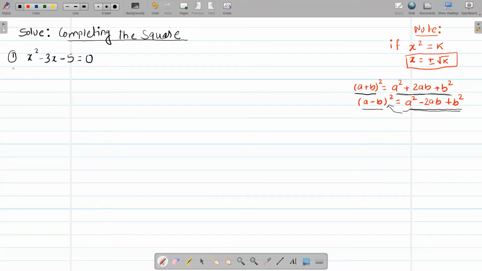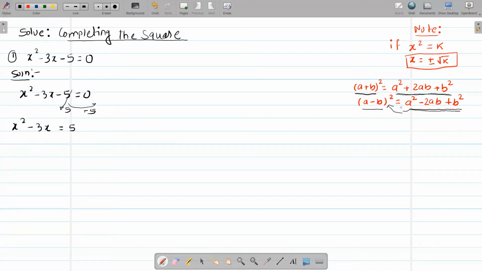Now let's see, we have here x square minus 3x minus 5 is equal to 0, right? So what I'm gonna do, I'm gonna keep the x terms on the right side and take out all the constant to the left side. So if we add plus 5 both sides, we have x square minus 3x is equal to 5, right?